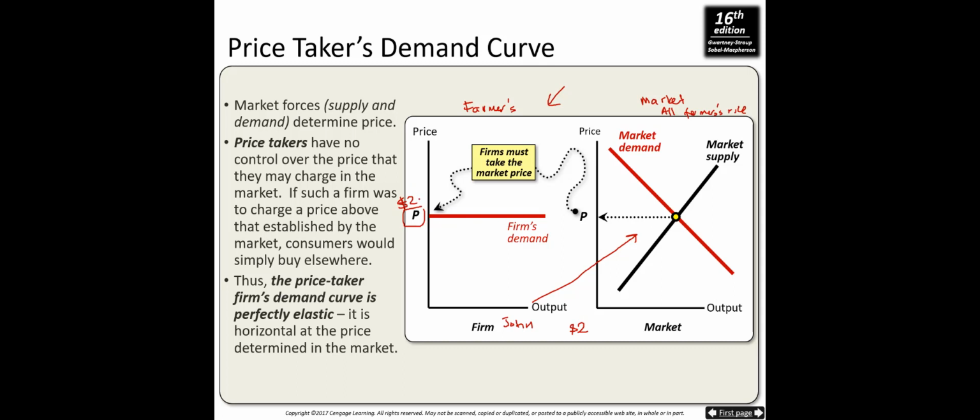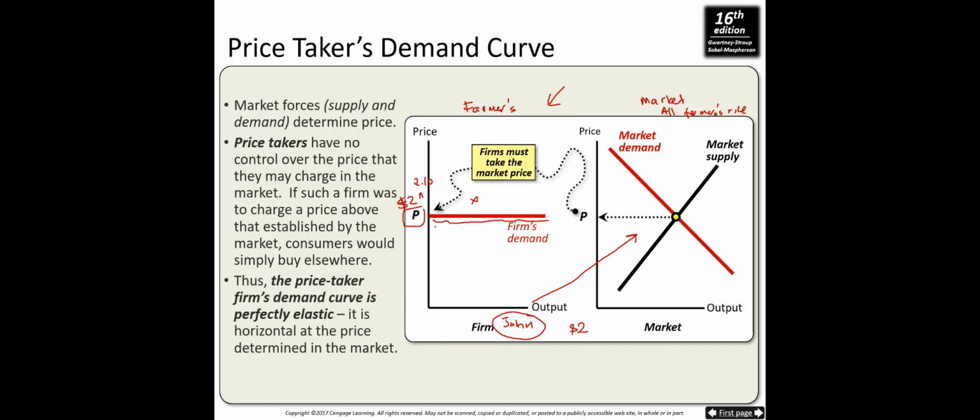But what if he increases his price by 10 cents and it's 2.10? Now he's going to lose all the customers. Why? Because this is a perfectly elastic demand curve. Even if there is a very small change in the price, all buyers in the market are going to switch to the next farmer. Because the next farmer is selling the same product but this time at $2 per pound. For that reason, this farmer John has no impact on the price. That's what we mean by the price taking assumption.